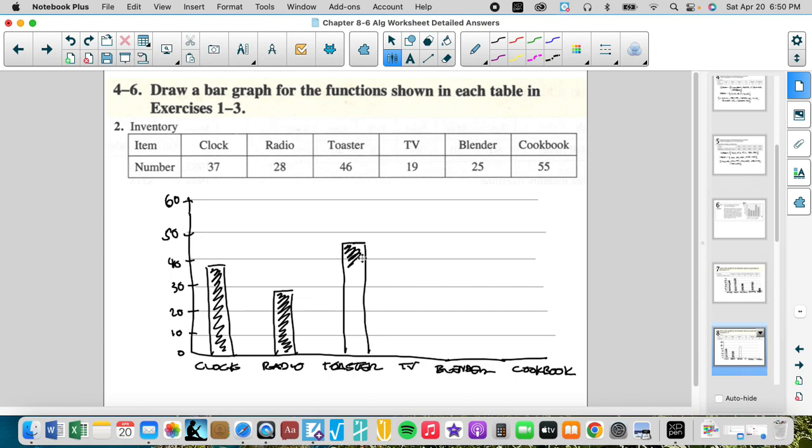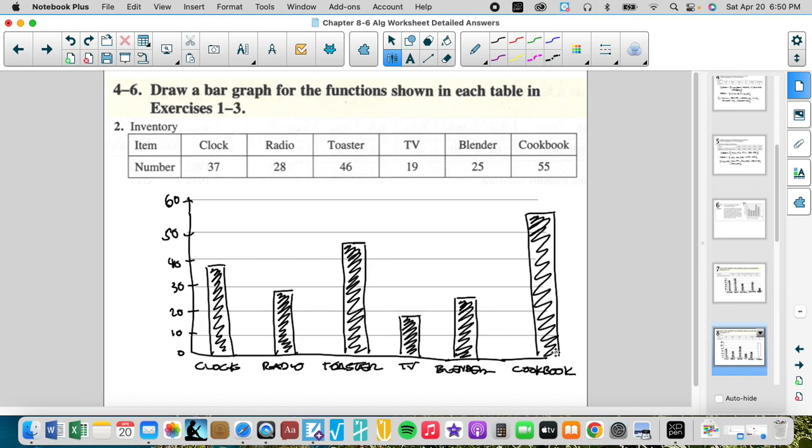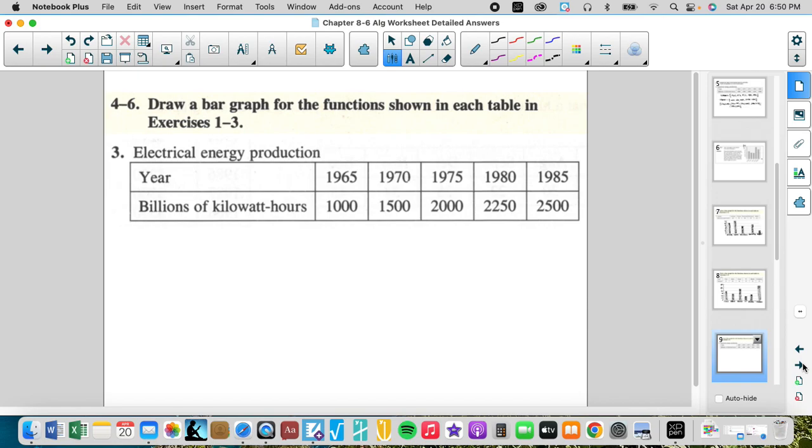We like making charts. Charts are a nice way to show relative information. TV 19, so not at the 20, close to it. Blender is 25, halfway between 20 and 30. And cookbook is 55, halfway between 50 and 60. Whoa, that was a big one. Good. Easy peasy, lemon squeezy.